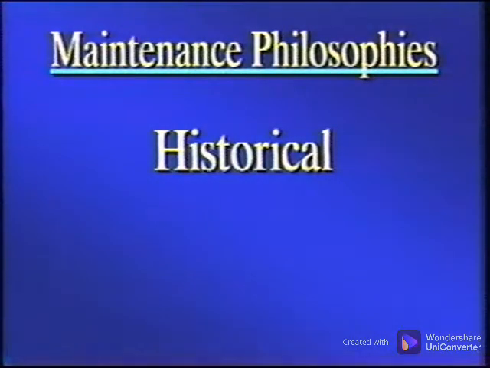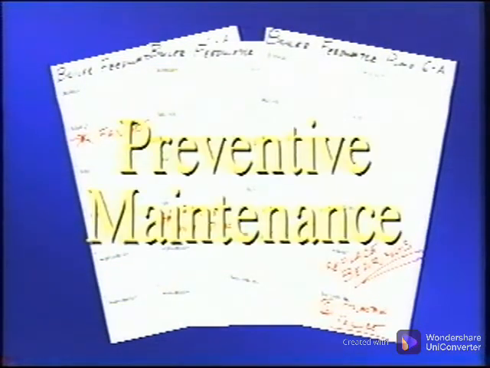The second maintenance philosophy avoids these catastrophic failures by looking at the machine from a historical perspective. If it tends to fail every 18 to 20 months, then replace the bearings every 12 to 14 months to prevent a catastrophic failure. This philosophy is called preventive maintenance.